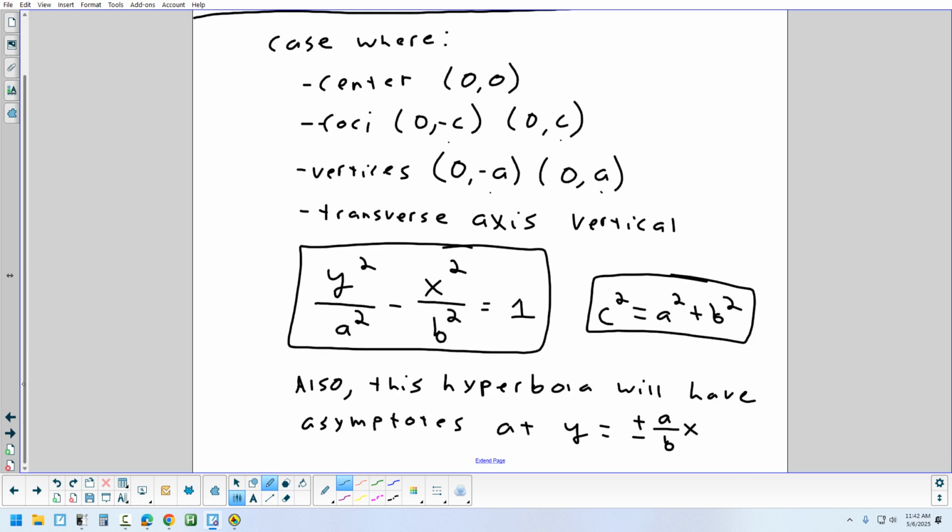Asymptotes, it's Y equals A over B for the slope. So again, I remember it as VAB, right? Vertical, it's A over B. That's really the only new thing that you didn't have to think about with ellipse.